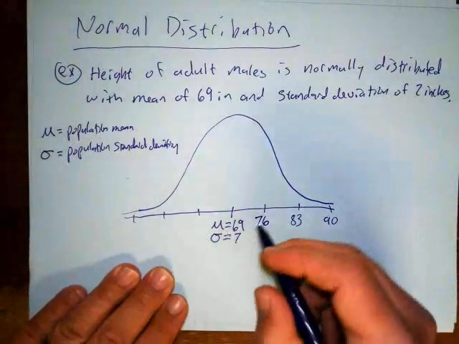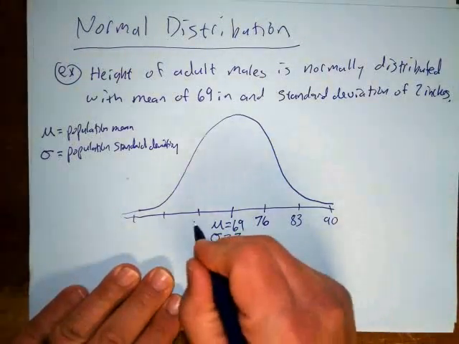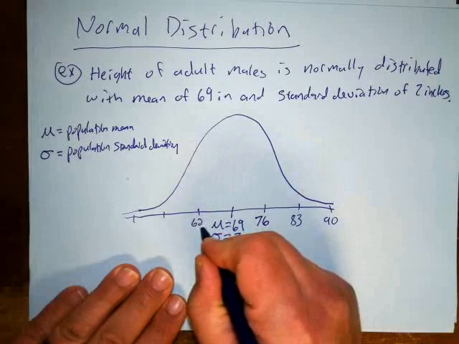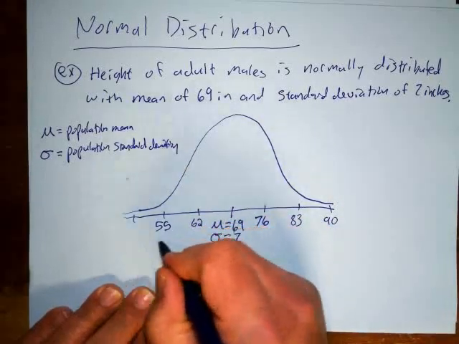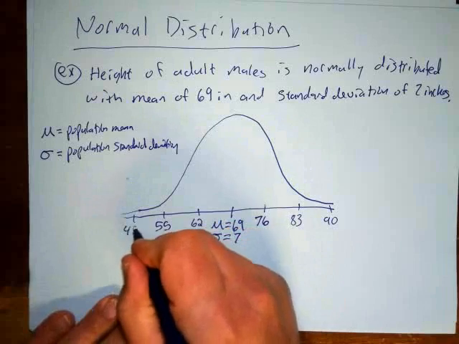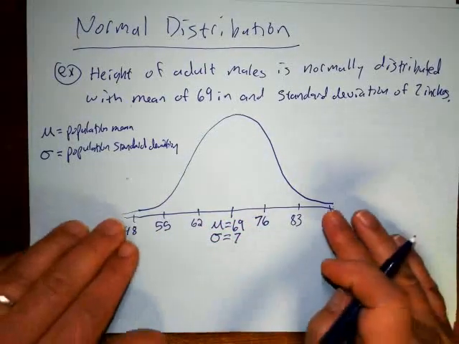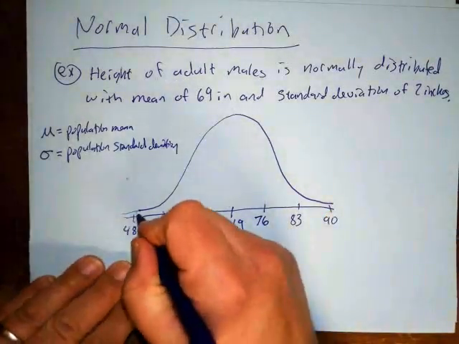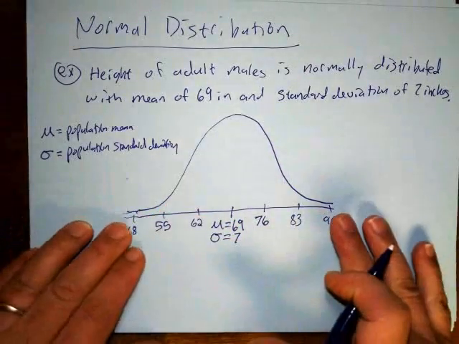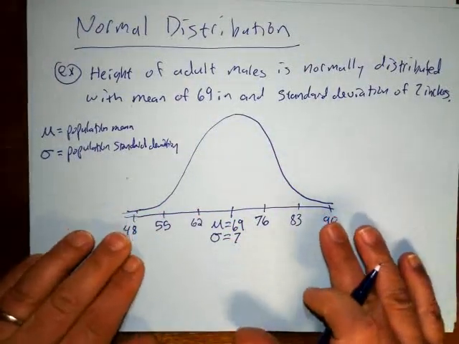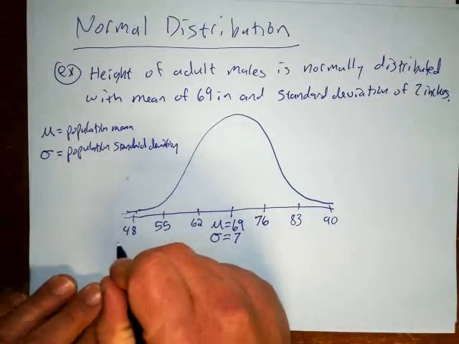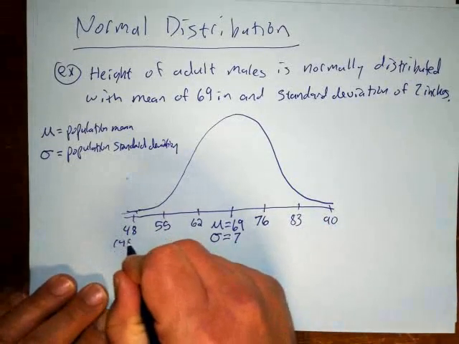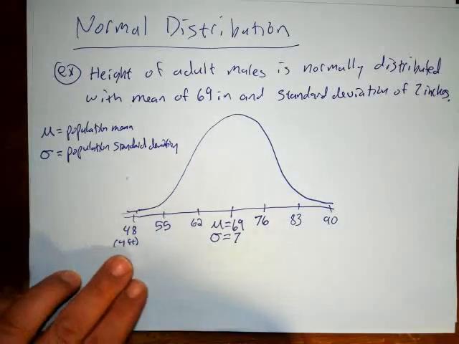Now I subtract 7. If I subtract 7 from 69, I get 62 inches. This would be 55 inches. Subtracting 7 again gives me 48 inches. And pretty much all of the data is within 3 standard deviations from the mean. This actually makes sense because 48 inches is actually 4 feet tall, and that would be pretty short.